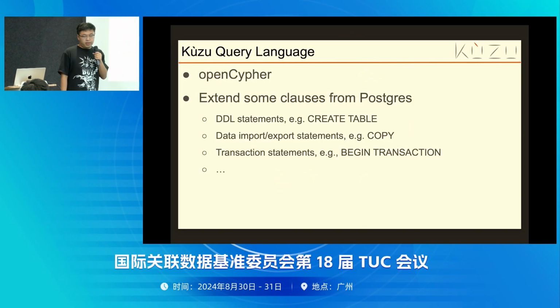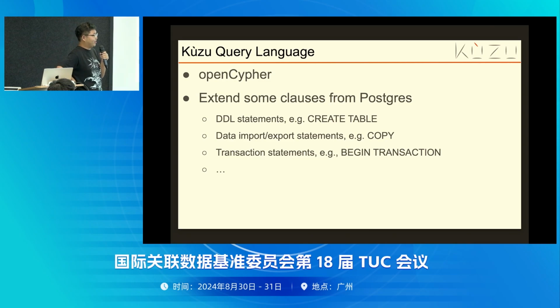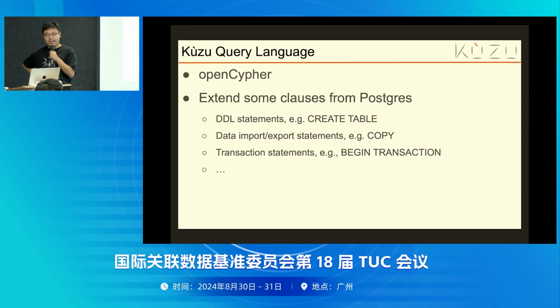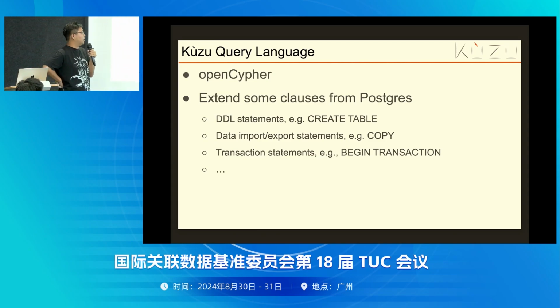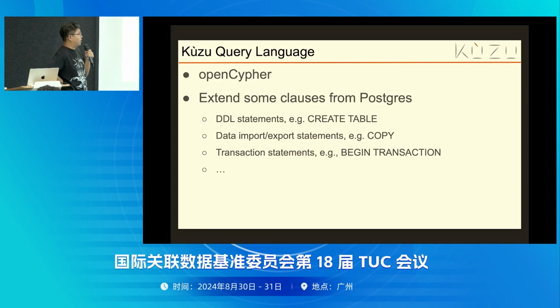Query language-wise, we implement OpenCipher. More specifically, we'll implement OpenCipher 9, which is slightly different from the one that Neo4j is currently using, but OpenCipher 9 is probably the latest standard from OpenCipher. And we do have to deviate or extend from OpenCipher 9 in some cases, for example, for DDL statements like create table, data import export statements like copy, or transaction statements like begin transaction, commit, rollback. These things don't exist in OpenCipher 9, so we have to follow Postgres for these types of grammars.